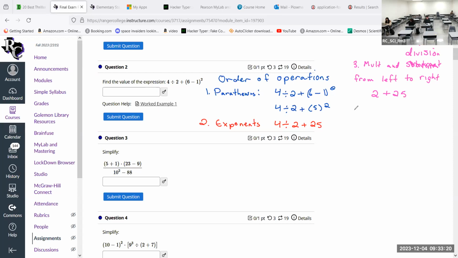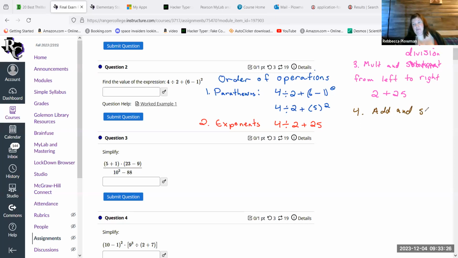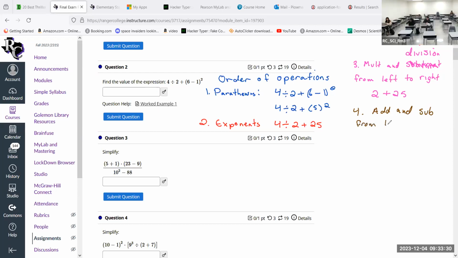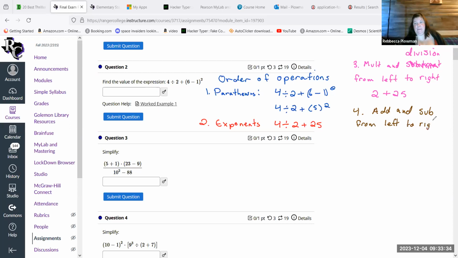Then we do adding and subtracting. Once again, we do that left to right. In this case, we only have one to worry about, so we don't have to worry about the left to right. So now we know this whole thing all adds up to 27.